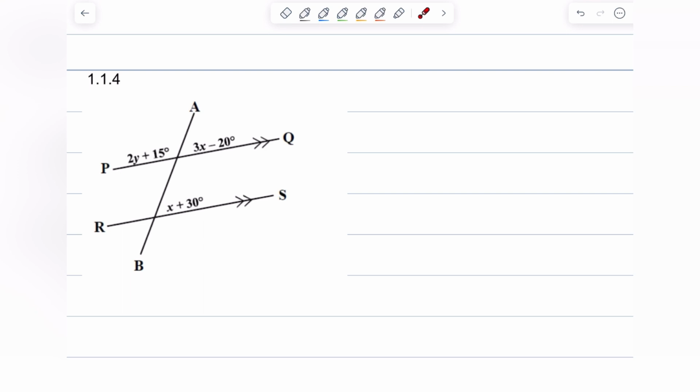1.1.4 Now, we have two parallel lines, PQ and RS, and a transversal here, AB, cutting through them. And we've got a bunch of unknown angles here given by algebraic expressions that represent the unknown angles. Now, please don't be intimidated when you see these types of unknown angles. They are no longer simply just x's and y's.